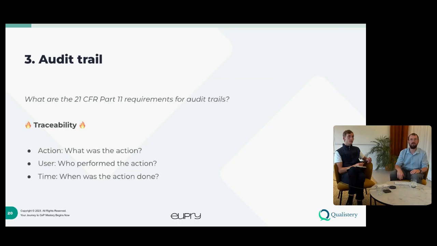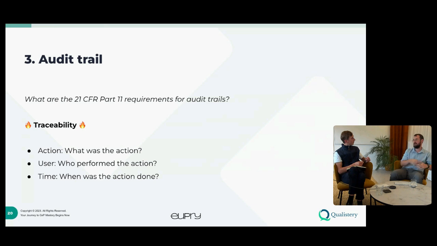Yeah, and then we come to the audit trail. So what is an audit trail? An audit trail is a collection of all the different signatures that were made in a system connected to the actions that were made. So first of all, it's made so that we have traceability in the system. All audit trail entries must have what was the action, who was the user, and at what time it was performed. And that's very important because it allows you to go back and see which actions were performed by which persons at what time.